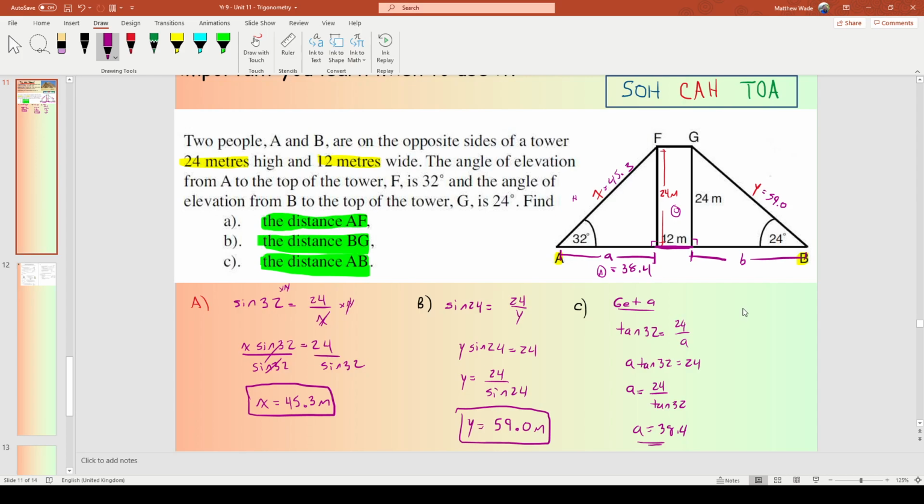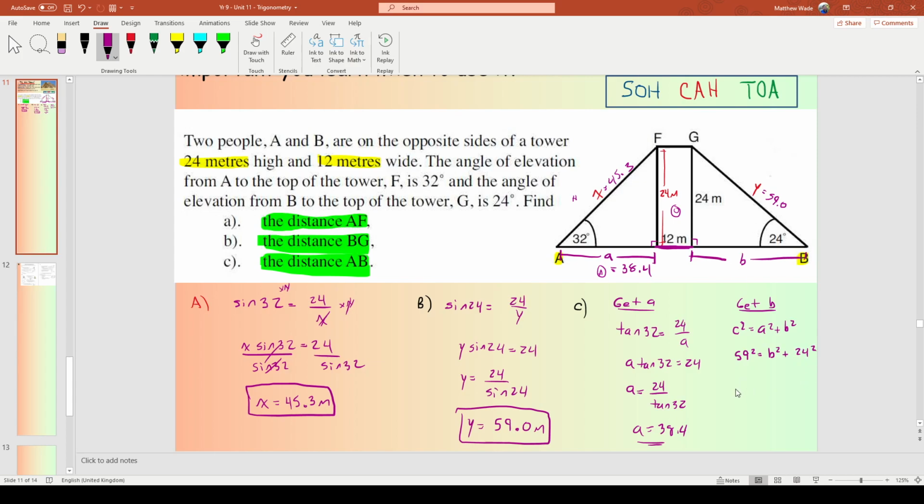Cool. Get B. Well, you can use trig again, that'd be no problem at all, but I said I was going to shake it up and use Pythagoras' theorem, so let's do it. C squared equals A squared plus B squared. It's just because I have two of the sides, I don't have to use trig if I don't want to. The long side's 59, so it's 59 squared equals, I'm going to put my B squared first, B squared plus 24 squared.